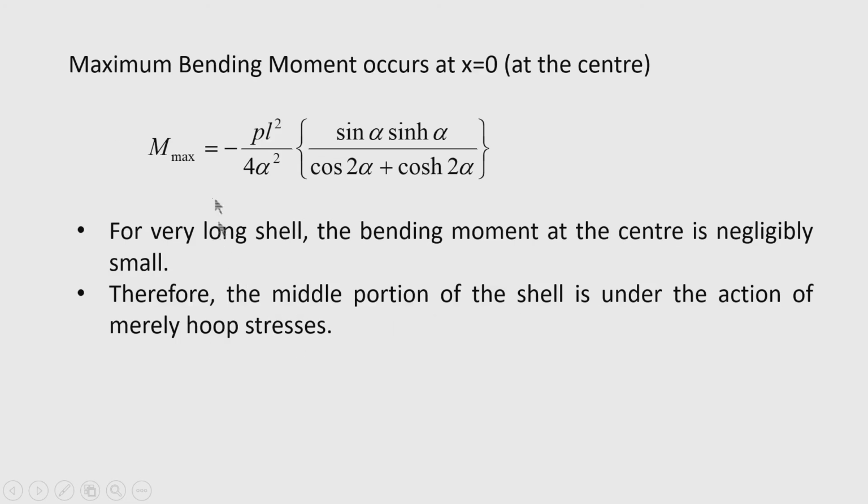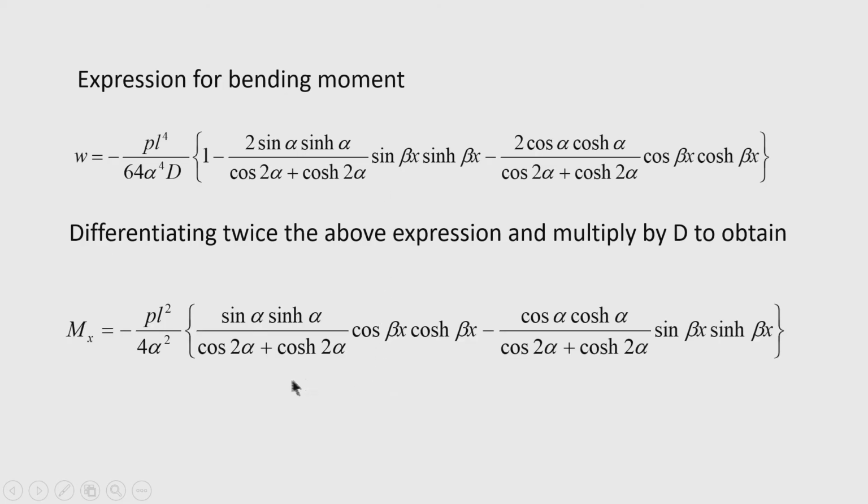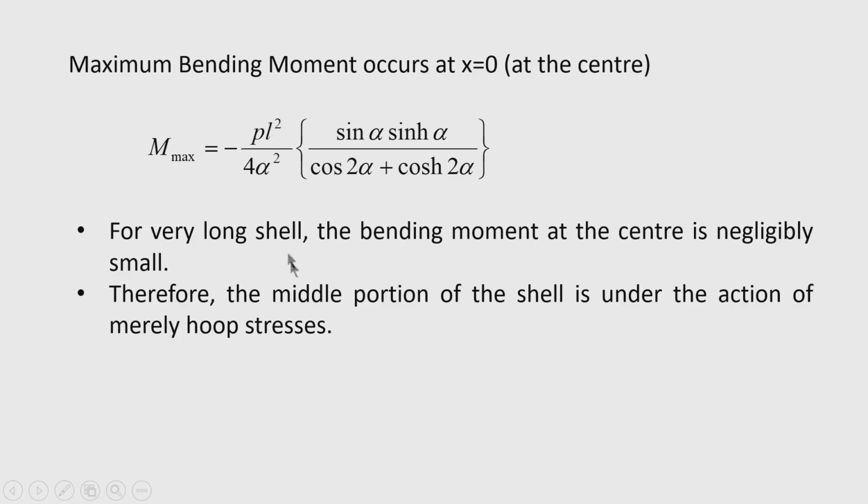Okay. Maximum bending moment occurs at the center again because of symmetrical problem, and maximum bending moment we get from the earlier expression, when we substitute x is equal to 0. So, if I substitute x is equal to 0, this term will not be coming into picture, and this term cos beta x cos hyperbolic beta x will be 1. So, therefore, maximum bending moment will be minus p L square divided by 4 alpha square into sin alpha sin hyperbolic alpha divided by cos 2 alpha plus cos hyperbolic 2 alpha.